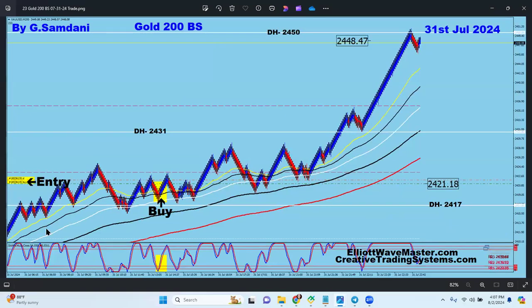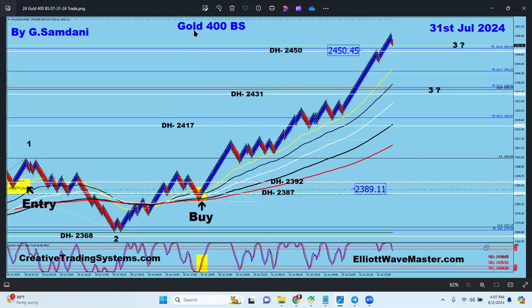This is the entry right there by the book, by the system. This was the entry, this was the entry, and this was the entry. All of these entries. You miss one, you have a second, third, fourth, fifth. You catch any of these entries, and then you take it all the way to, I took it to 2450, right?